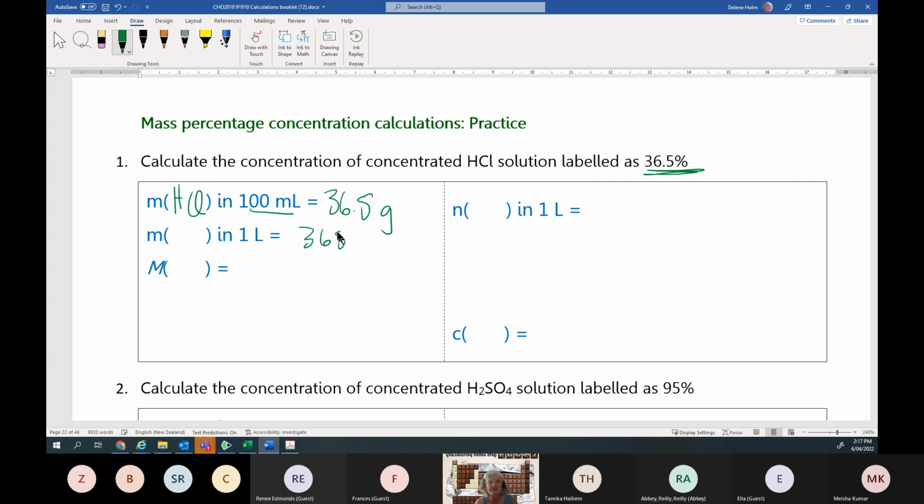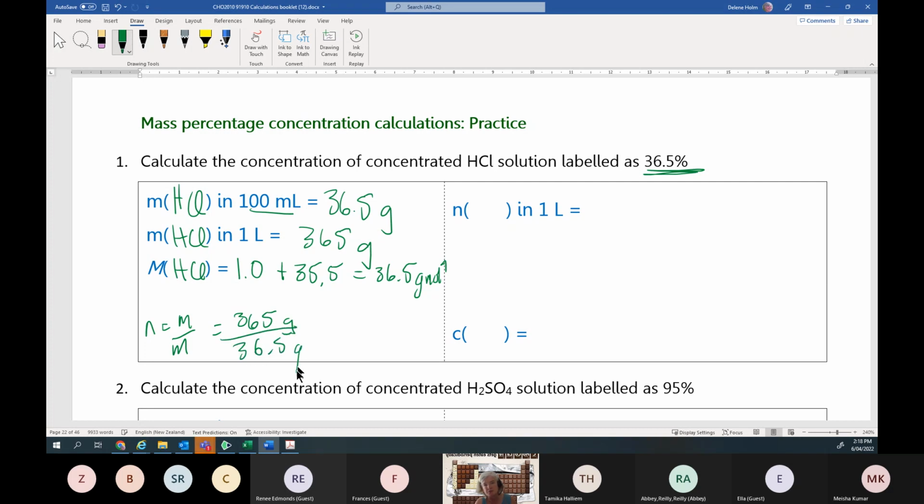365, correct. 365 grams. Now I have to calculate the molar mass of HCl, and I'd look it up in the periodic table, and it's 1.0 for hydrogen plus 35.5 for chlorine, so it's going to be 36.5. You can see I've chosen very easy examples. So that's going to be grams per mole. So in order to work out N is equal to mass over molar mass, which is 365 grams over 36.5 grams per mole, which gives you an answer of 10 mole.